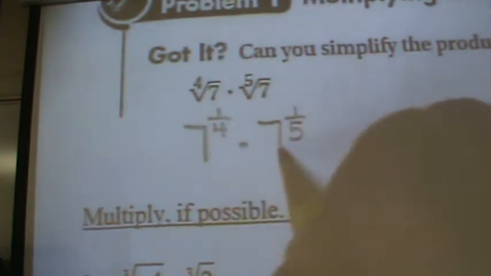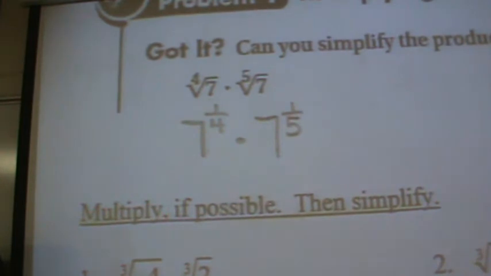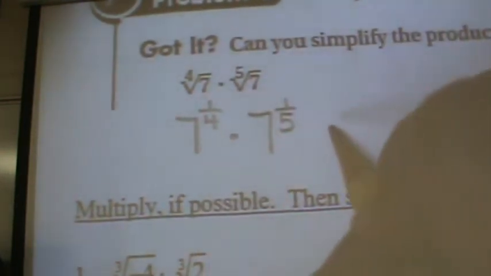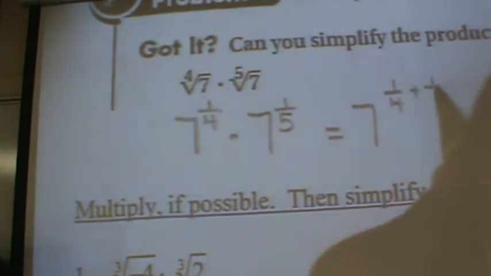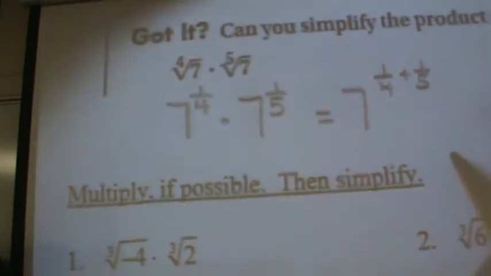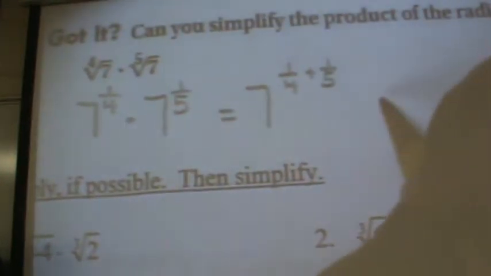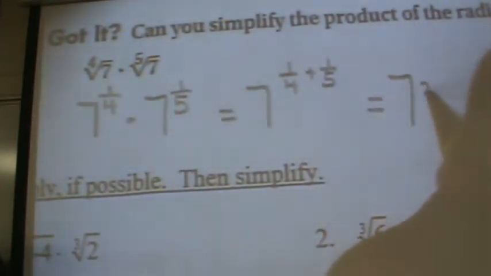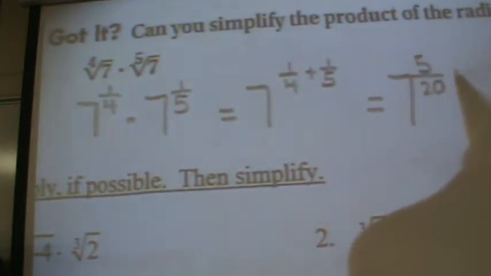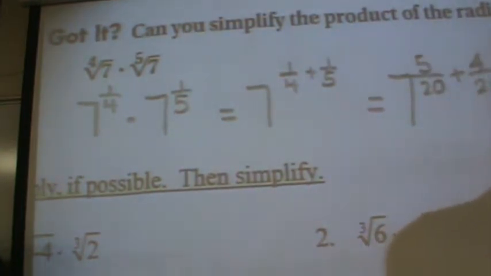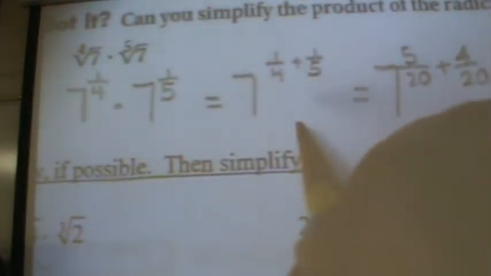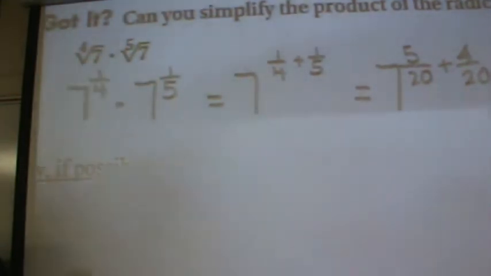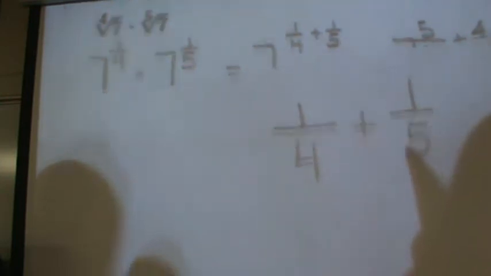Now, our base is the same. What would you do now? You add 1/4 plus 1/5. Does anyone know the common denominator? 20. You guys are good. 20 is your common denominator. Or I'll write it here, slower. 1/4 plus 1/5. Your common denominator is 20.